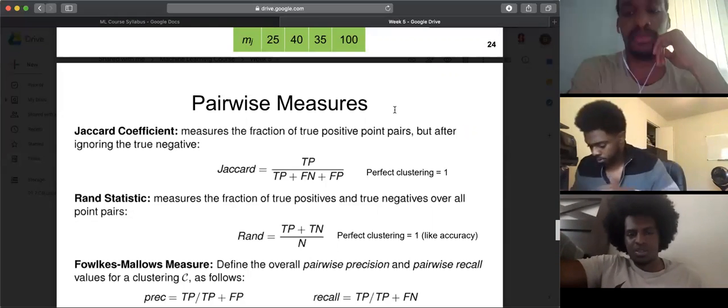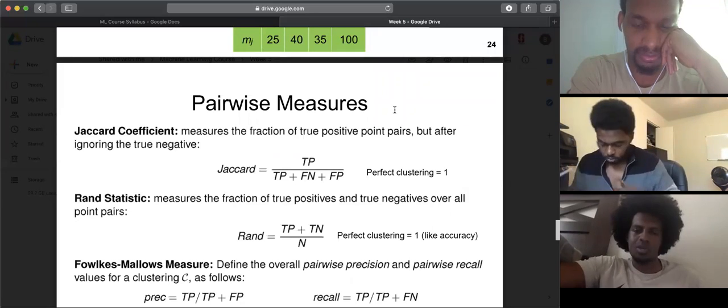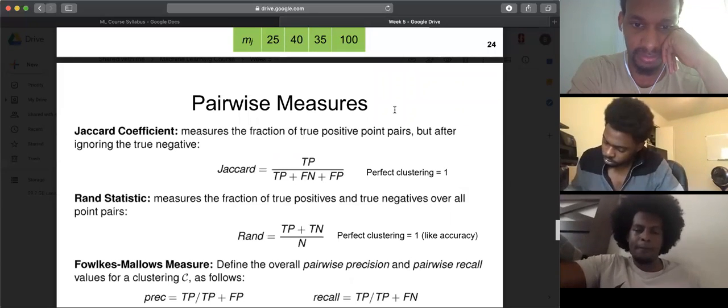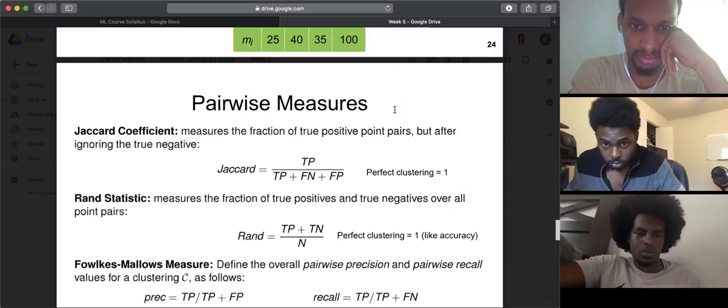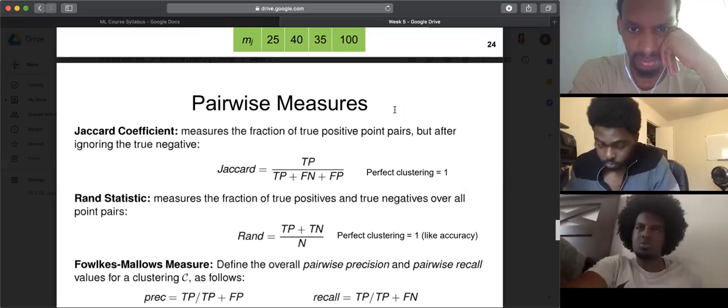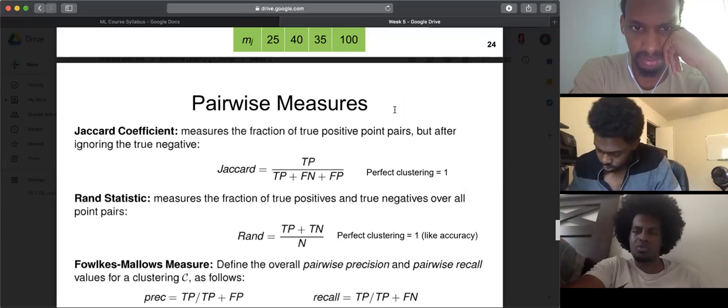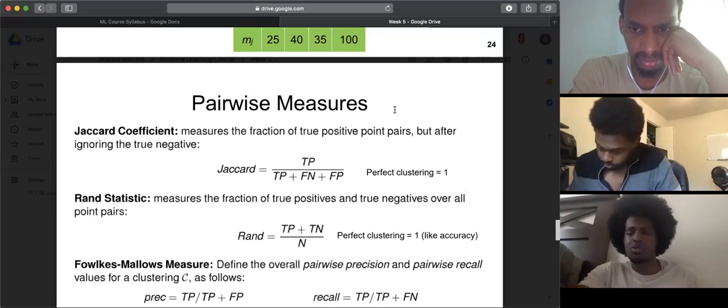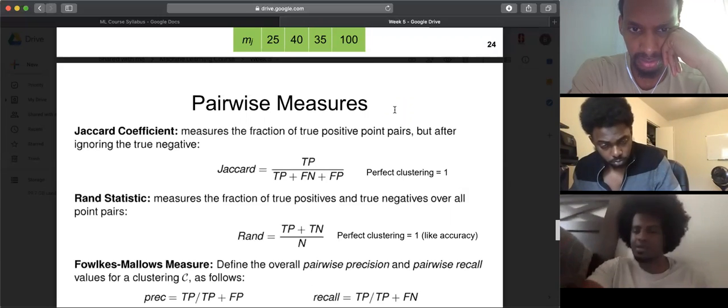The Rand statistic is a fraction of true positives and true negatives over all point pairs. So this is like accuracy, right? Your system tells you when things are true and it's right, and when things are wrong and it's actually wrong. So it does a very good job at telling you how accurate your system is.